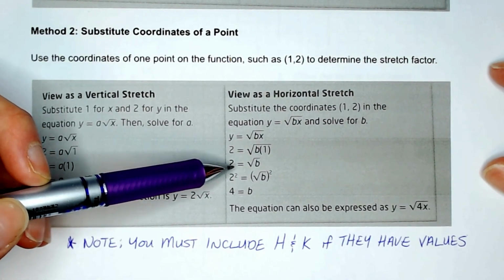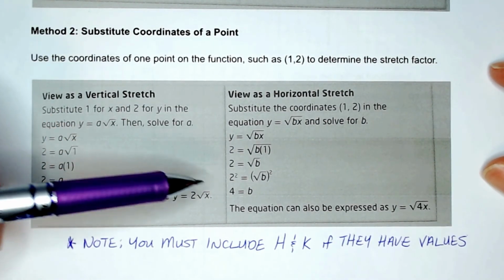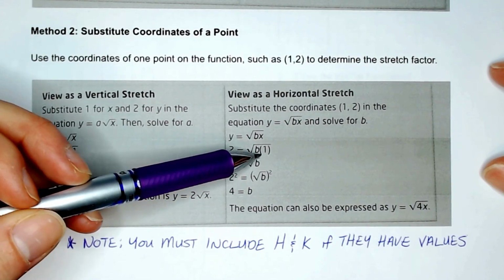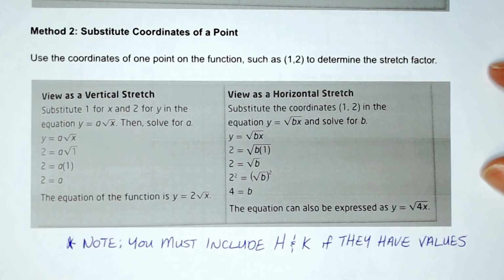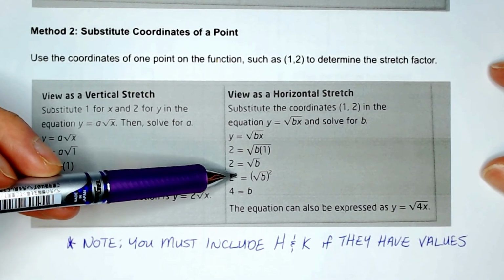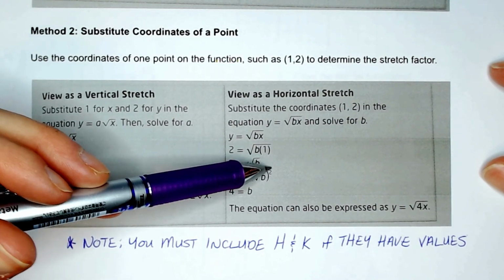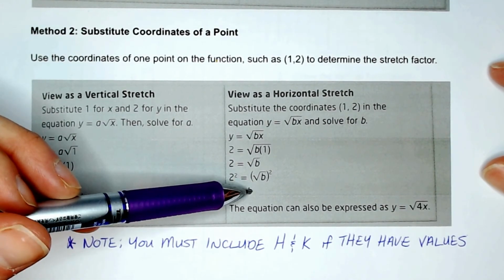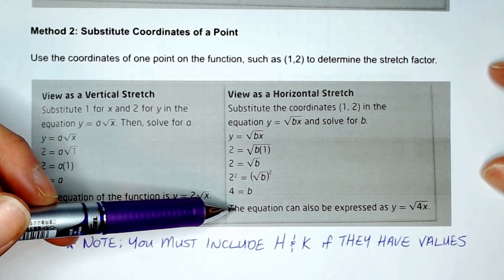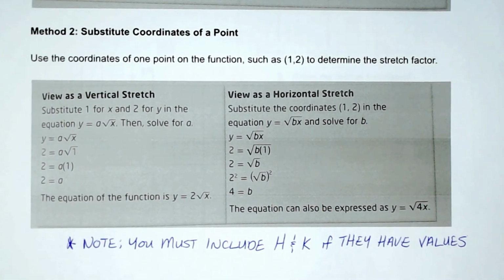So we're left with 2 equals the root of b. And then, of course, to undo a square root symbol, we would square both sides. So we have 2 squared equals the root of b squared, and 4 equals b. So then we can express that equation as y equals the root of 4x.